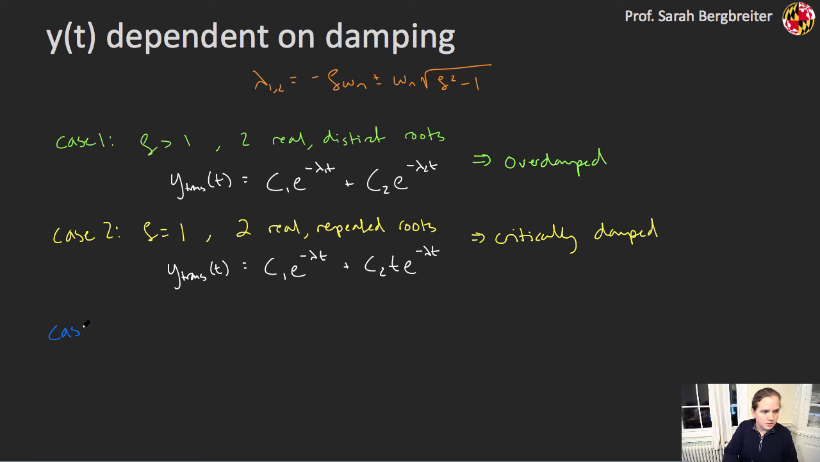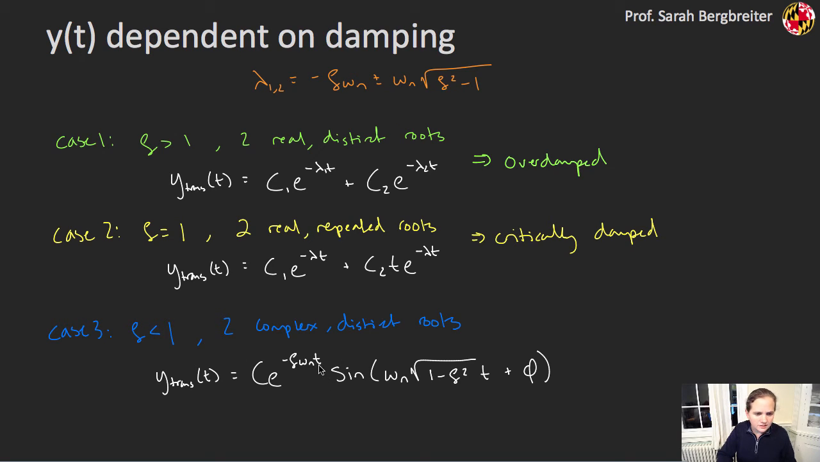All right, in my third case, I'm going to have a zeta less than 1. And when zeta is less than 1, this term under the radical is negative, which means that I'm going to have imaginary roots. So here I have two complex, distinct roots. And my transient part of y of t is much more complex here as well. In this case, I effectively have a damped sinusoid.